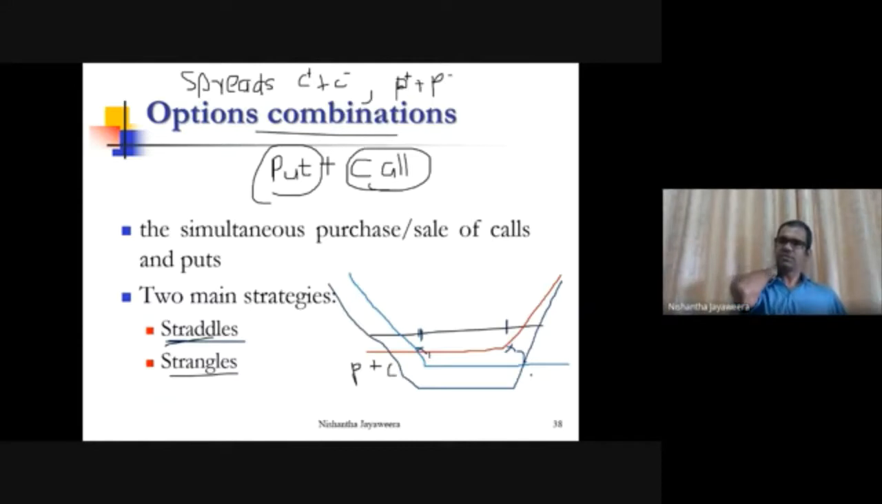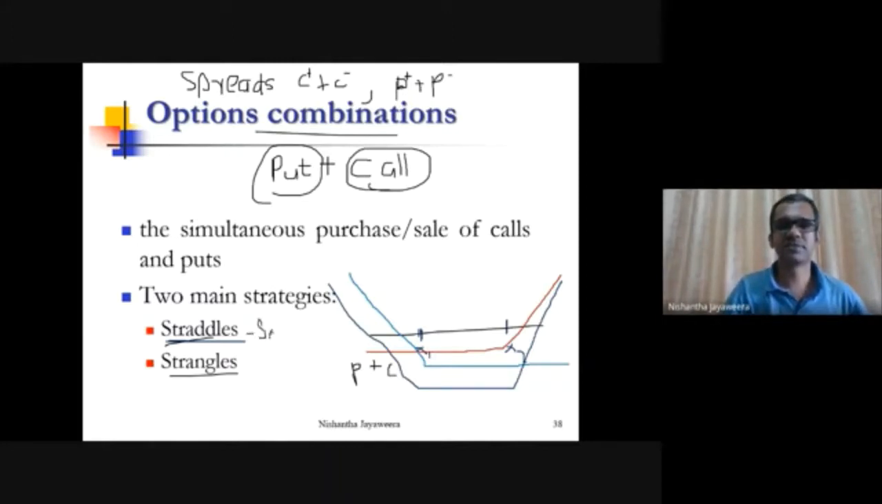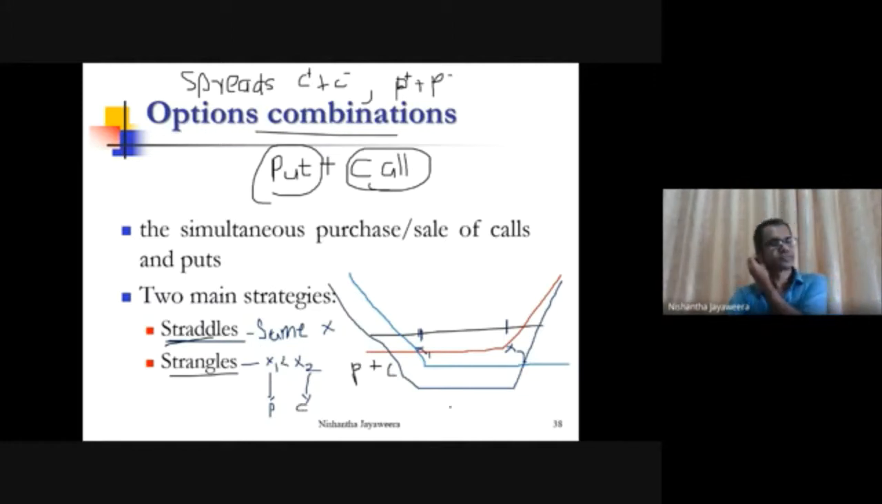So in these option combinations, remember what you do: you buy a put and call either with the same strike or with two different strikes. Straddle, this is the same strike. But here, two different strikes. With the lower strike, you buy the put. With the higher strike, you buy the call. X1 is less than X2. That's what you do.